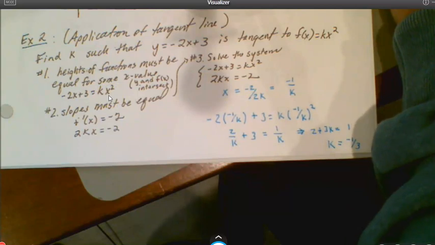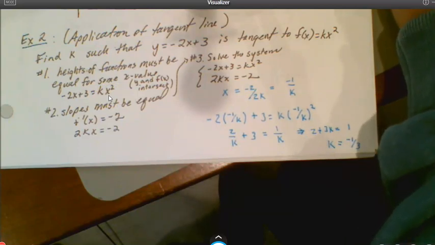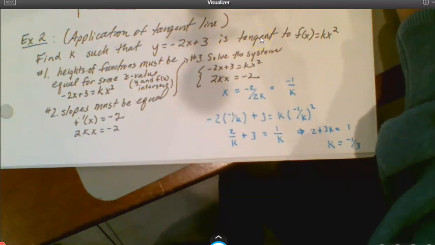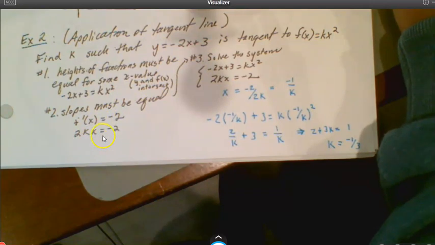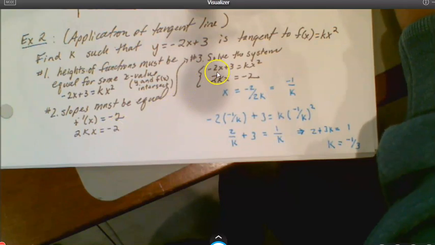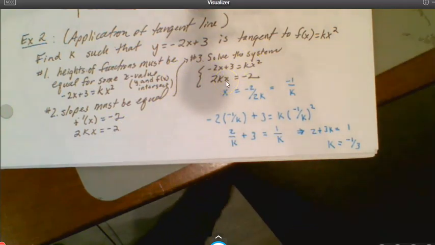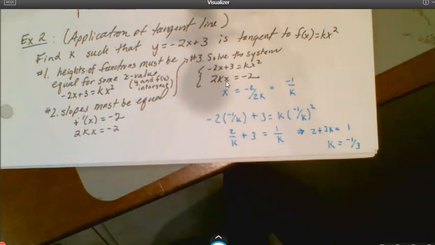The other thing we'd have to recognize is these would also have to have the same slope at the point of tangency. So I know the slope of the line is obviously -2. The slope of this is going to come from the derivative. So if I multiply my 2 to the front, I have 2k x to the first power. So I'm setting the derivative equal to the slope of the tangent line, and that creates my second equation. Here are those two equations put together, creating our system of equations, and now we can solve this.